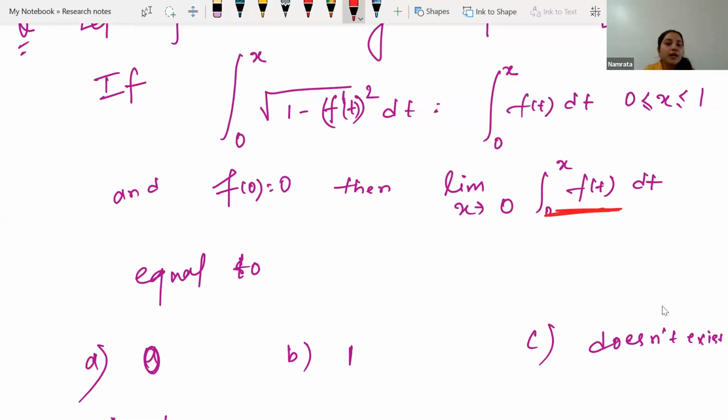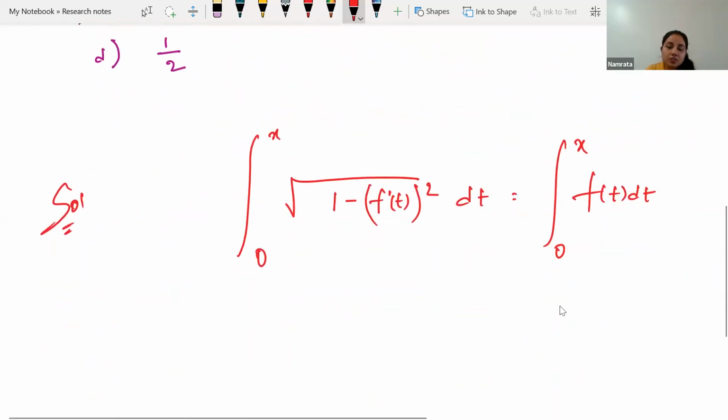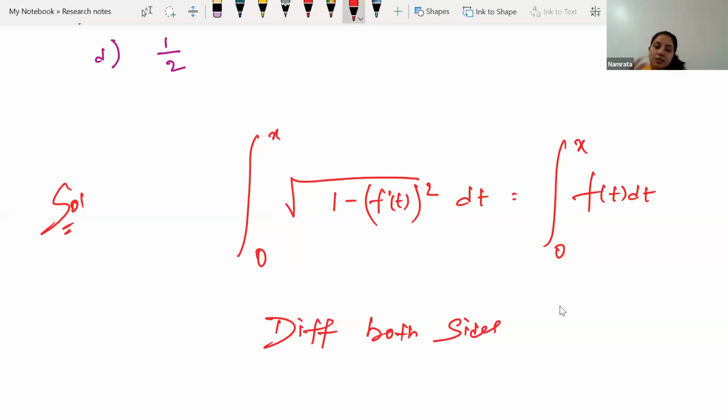So at first we will focus on finding f of t, or maybe f of x. Here, since we have this condition given in the question, we need to differentiate both sides so that we will get rid of this integration sign. To get rid of the integration sign, we have to differentiate both sides. When we differentiate it, there is a rule. Let me write the rule; we will be following that rule only.